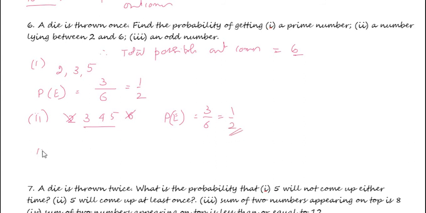Third one is an odd number. Which are the odd numbers? 1, 3, 5. Here too, favorable outcomes are 3 divided by total possible outcomes 6. Answer is half in this case too.